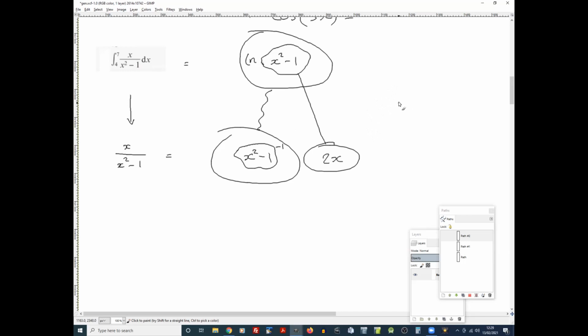And then what we've got to do is divide by 2 on the top and bottom. In other words, we never say divided, we just say times by half.